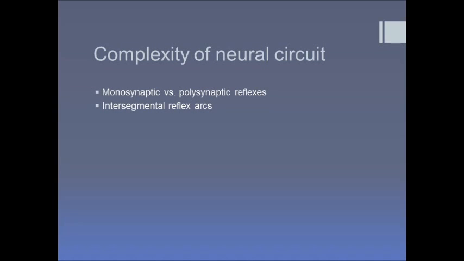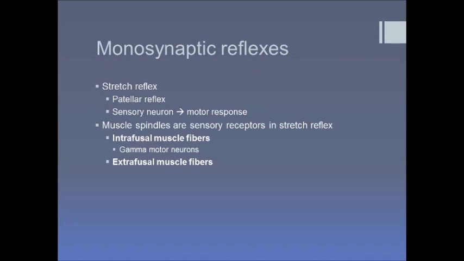Reflexes can also be monosynaptic or polysynaptic. Monosynaptic is when a sensory neuron directly innervates a motor neuron, and this usually results in a very quick response. Polysynaptic reflexes tend to be a little bit more complex, and we'll talk about those in just a second. So the stretch reflex, or one of the most common stretch reflexes, the patellar reflex, is a really good example of a monosynaptic reflex. A sensory neuron causes a motor response.